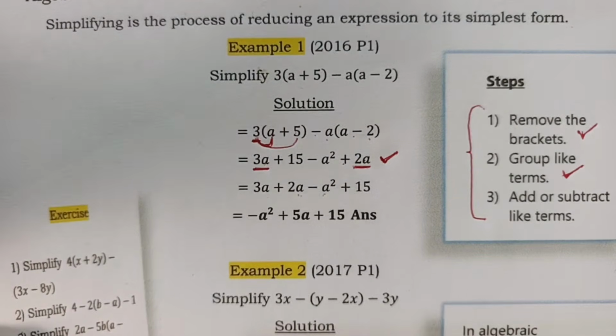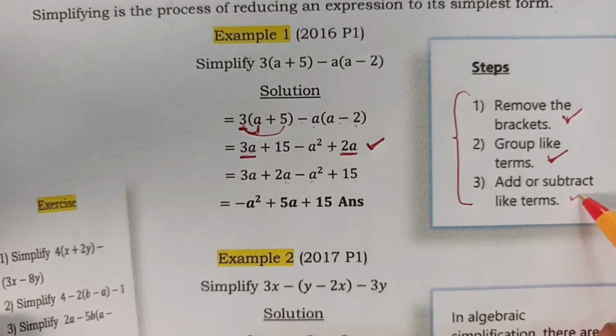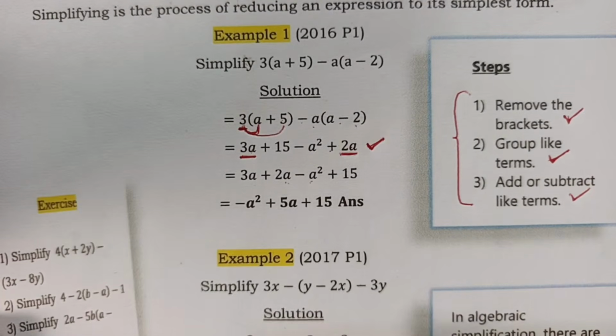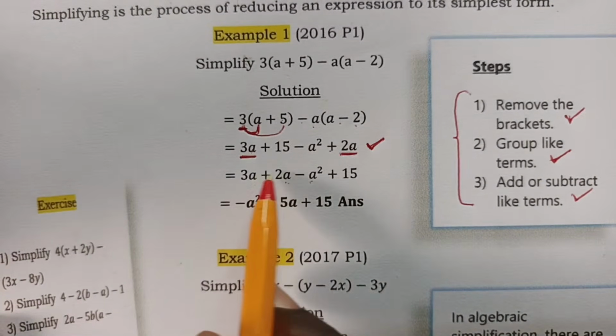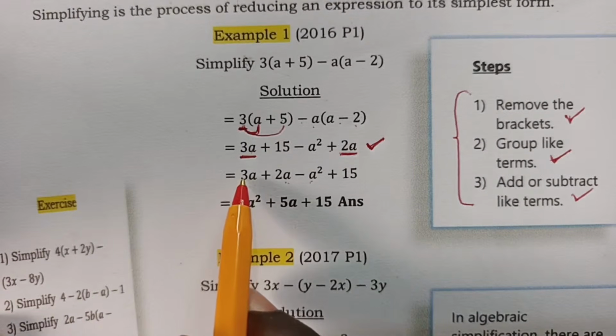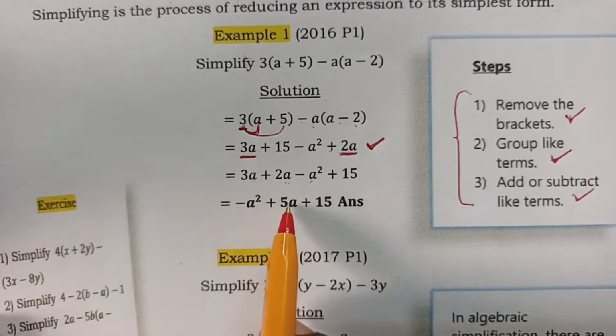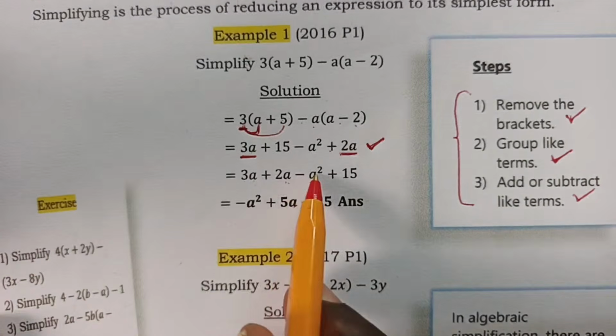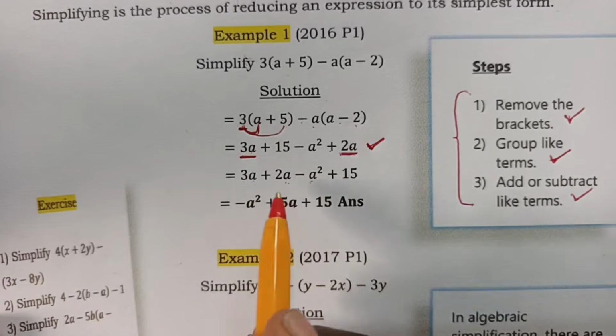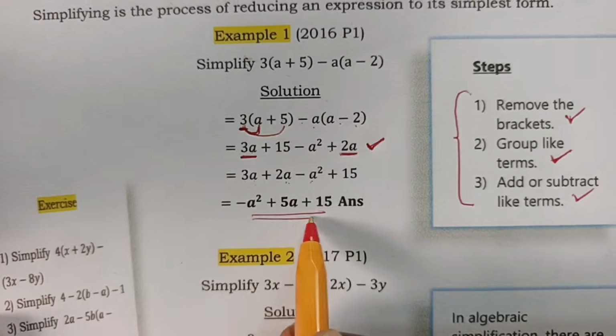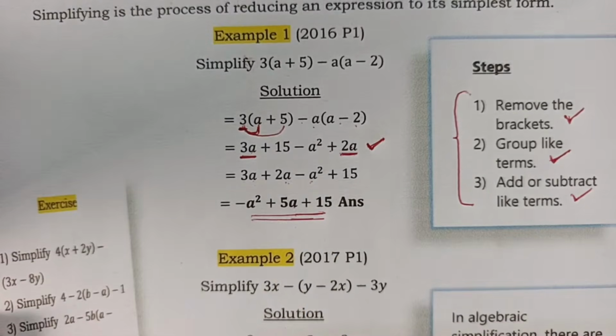And from this point, we now add or subtract. This is what they're saying. Add or subtract the like terms. So these two can be added because they're like terms. So 3a plus 2a, we're getting a 5a. And then you write this one and this. So this is how the answer is supposed to be done. Is it clear on this one, on how to apply the 3 steps?